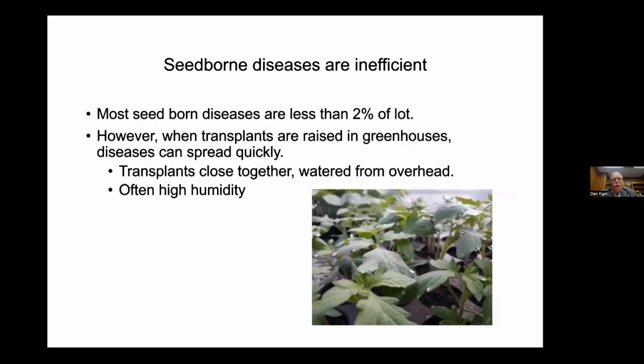When I talk to people about seed-borne diseases, the assumption is that every seed in that seed lot is contaminated. But usually, seed-borne diseases are inefficient. So usually, you're talking 2% or less of the seed lot has the pathogen in the seed. Well, that's good news. But when we're raising transplants in a greenhouse, and you see the photo there, they're all close together, they're all wet, they're watered from overhead, the disease can spread very quickly. So even if it's only 2%, it can be much higher than that and spread in the greenhouse very quickly.